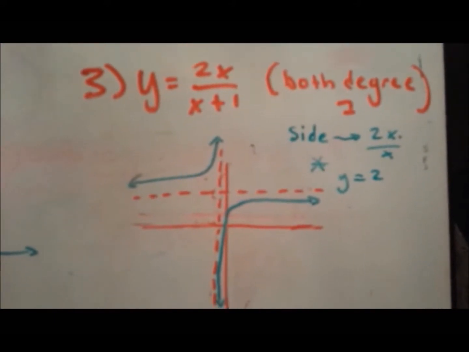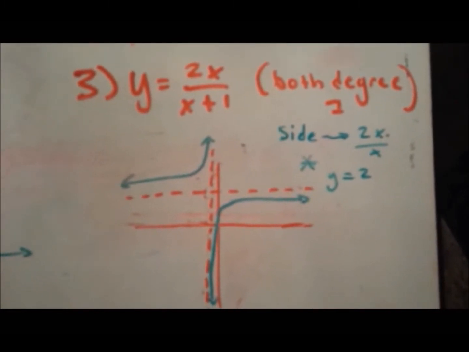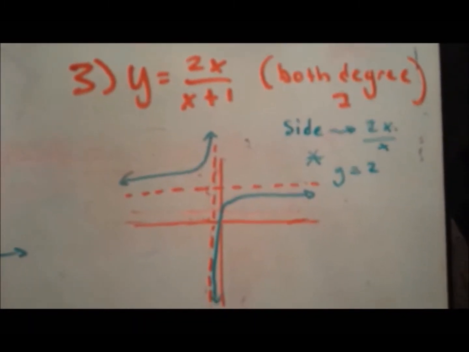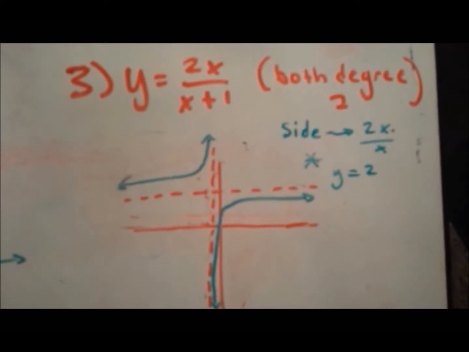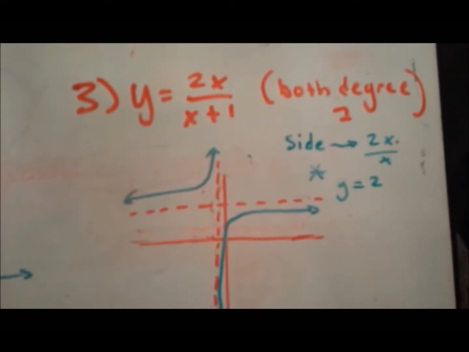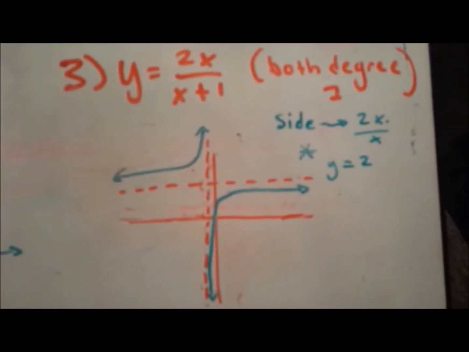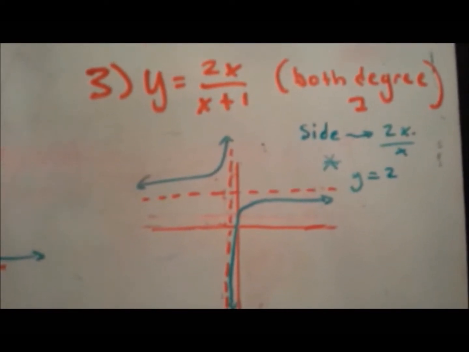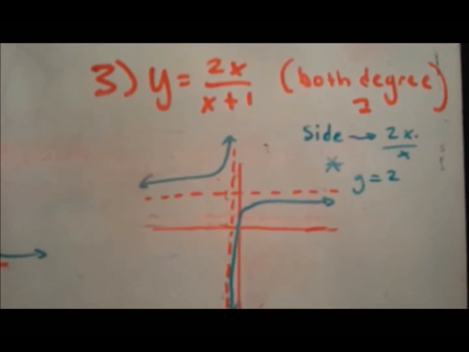less than or equal to the degree of the denominator. For example, looking at f of x equals 2x over x plus 1, the degree of the numerator is equal to the denominator. Both are degree 1. Extending further with this concept, this graph both has a vertical asymptote and a horizontal asymptote.